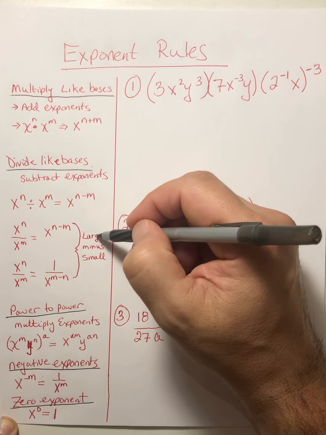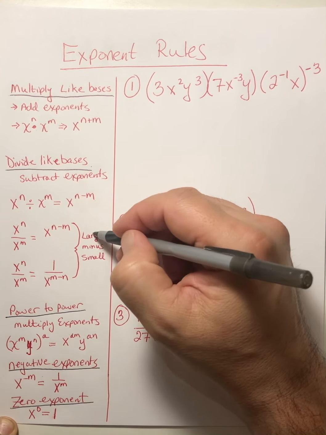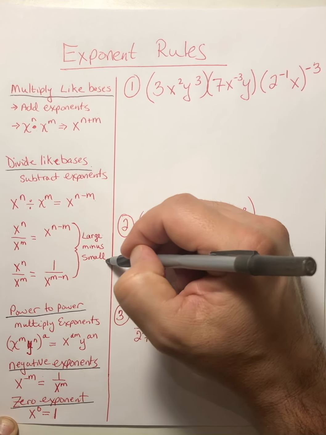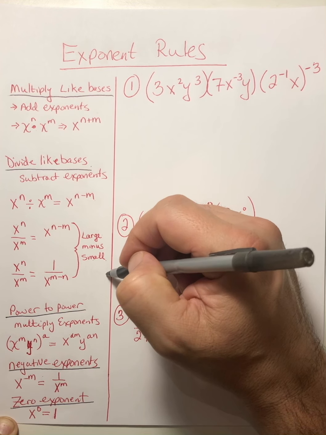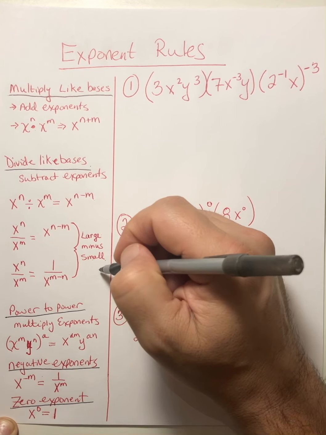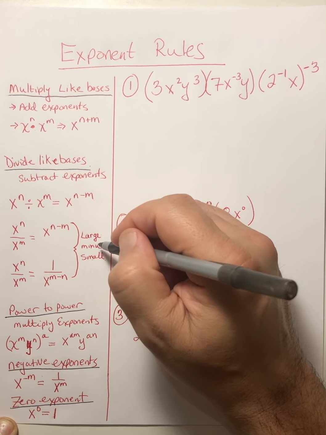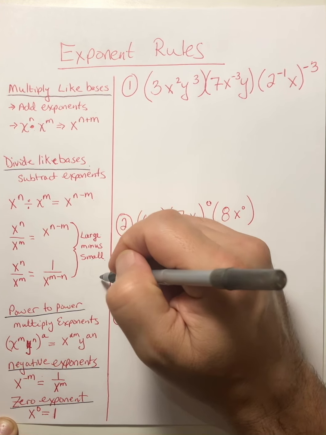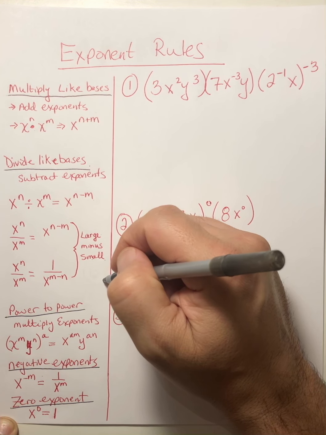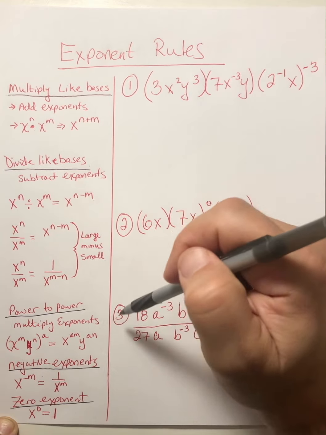And I always like to do, when it looks like this, the large exponent minus the smaller exponent. That avoids negative numbers. Whenever you subtract, I always put the bigger number first minus the smaller. That avoids negative numbers. Okay? We'll get into that when we do our problems.